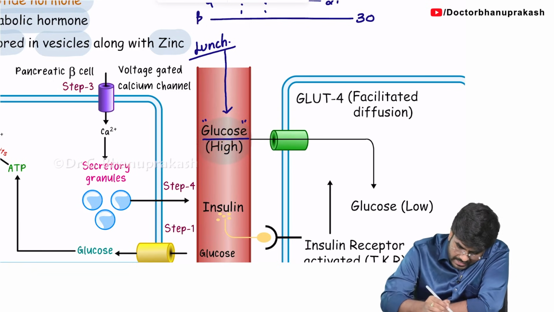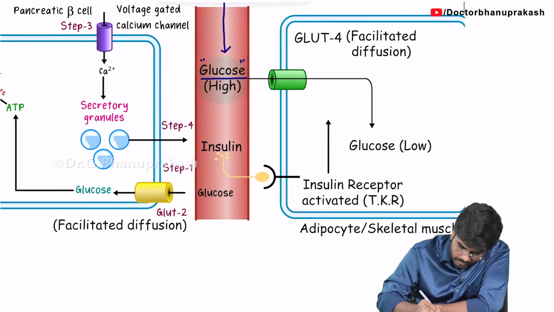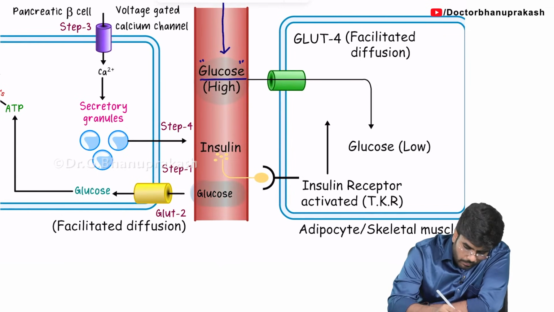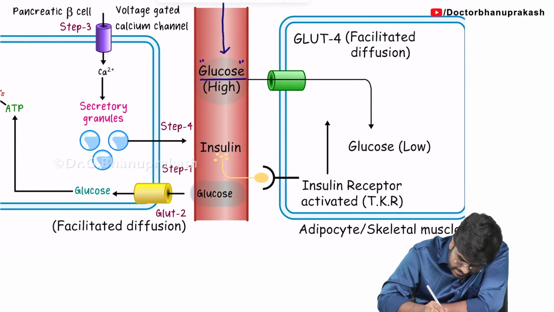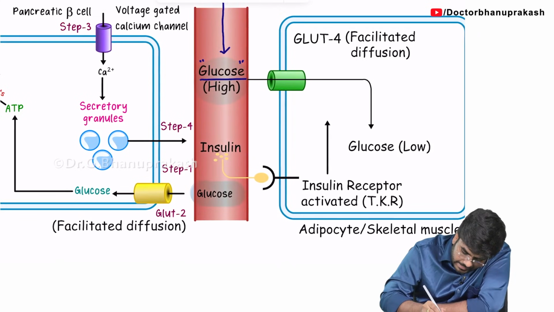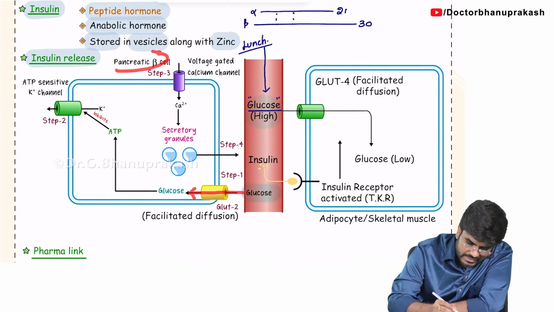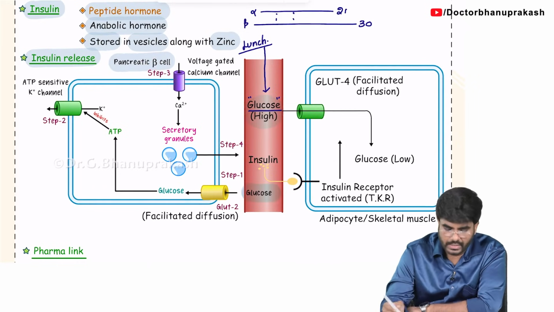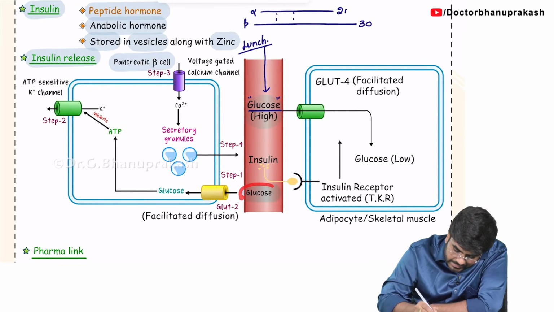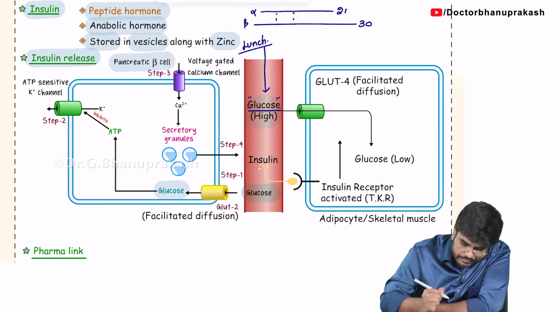So, let's start our topic from here. I am taking the same glucose. Now, this glucose, step number 1, is entering where? The glucose is entering into the beta cell of the pancreas. So, this cell is the pancreatic beta cell. Highlight it in your books. Now, glucose first enters where? Into the pancreatic beta cell.